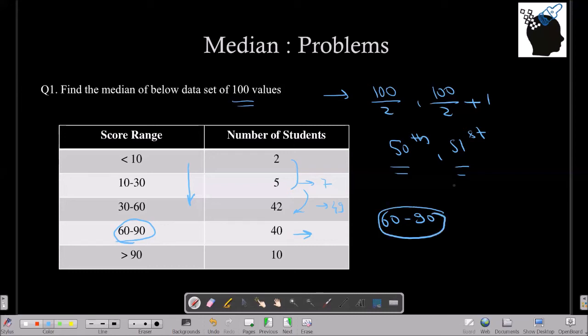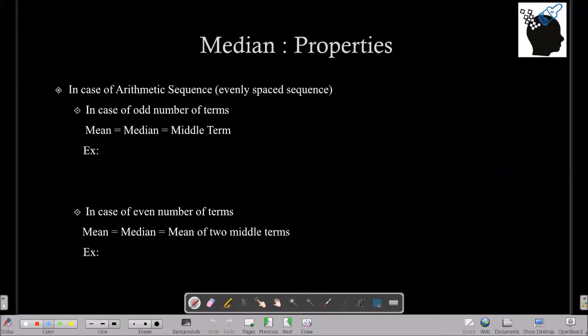Now let's go through some properties of median. So in case of an arithmetic sequence or evenly spaced sequence, if you have an odd number of terms, then your mean and median will be the same and they will be equal to the middle term. Let's take an example. So let's say the set is 1, 2, 3, 4, 5. And we already know that the mean and the median of this set are 3, which is also equal to the middle term of the set.